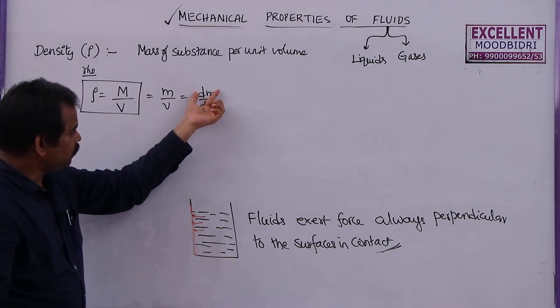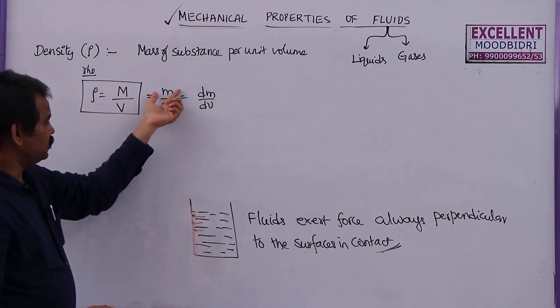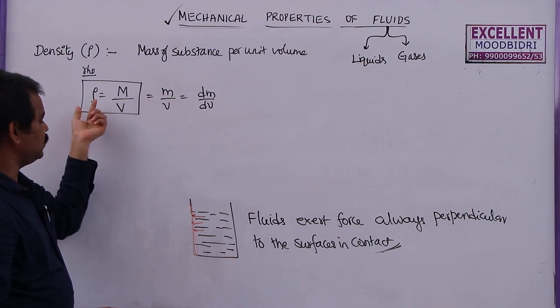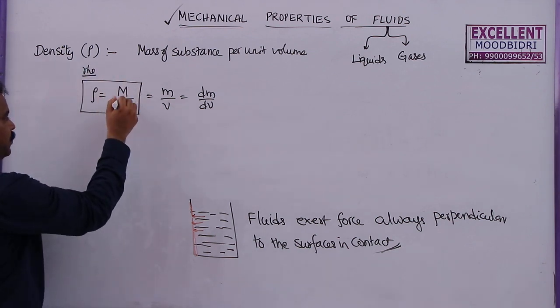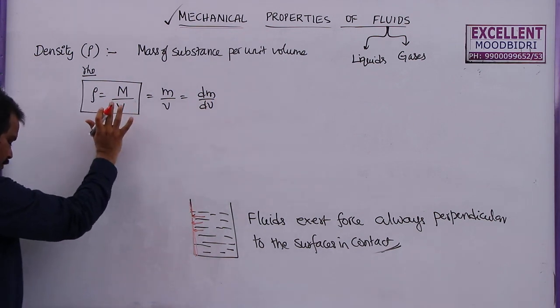If you take a small mass in a small volume, that we call a density. And this is the total mass of a body by total volume, that is also density. This is a big mass by big volume, this is also density. Now, what is the SI unit or dimension formula for this physical quantity?